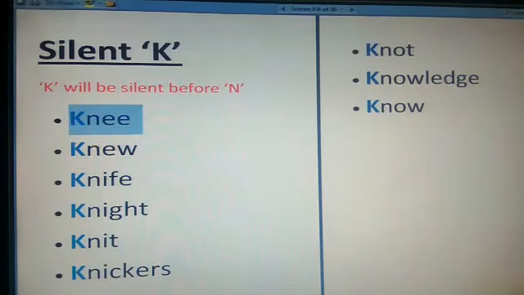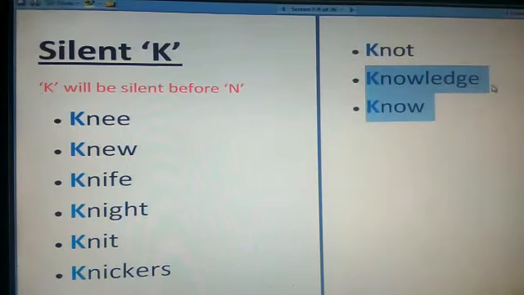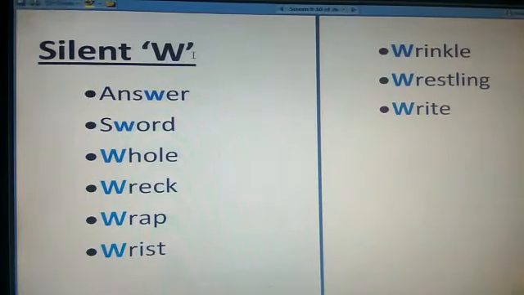Knee, new, knife, night, knit, knickers, not, knowledge, know. Now move on to the next silent letter, that is W.